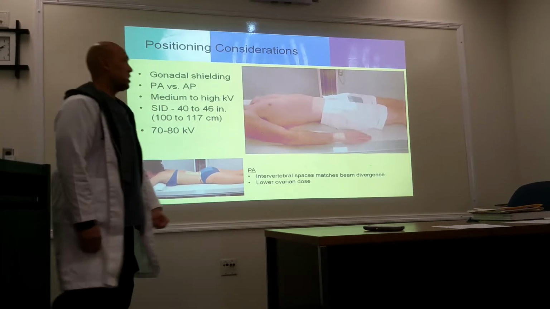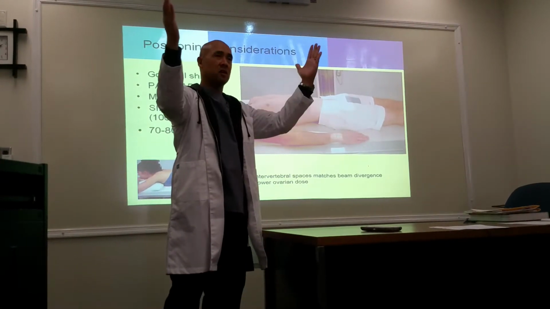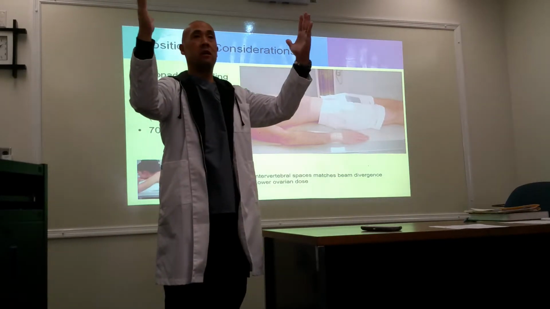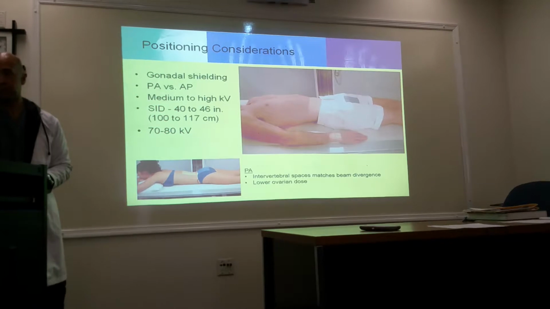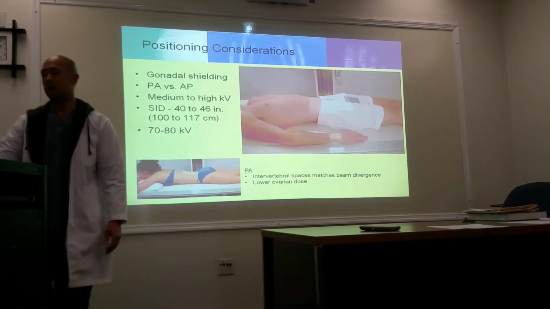Collimating to the area of interest. If you're using, let's just say, a large image receptor, do we need the entire large image receptor to visualize the anatomy? No. We should collimate to the area of interest, so the spine. Okay, everybody got this?